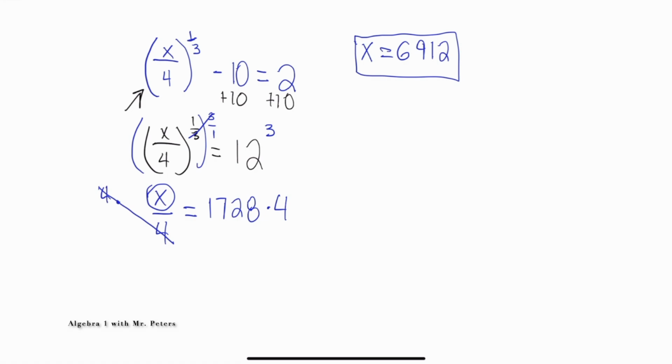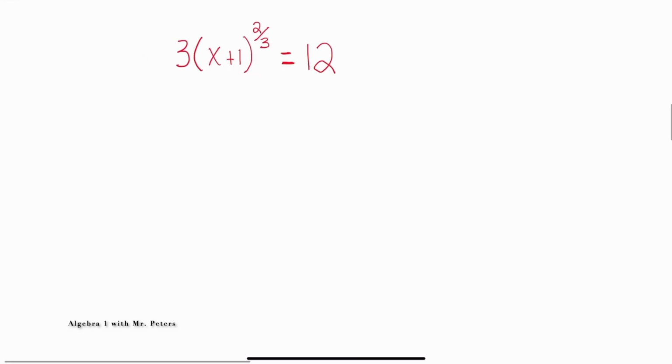So when we look at our answer for this one, we know that 6,912 is going to be our answer. If we plug it in and we do 6,912 divided by 4, we're going to get 1,728. When we take the cube root of that, we'll get 12. 12 minus 10 is equal to 2. True solution. So this example is a very special case.